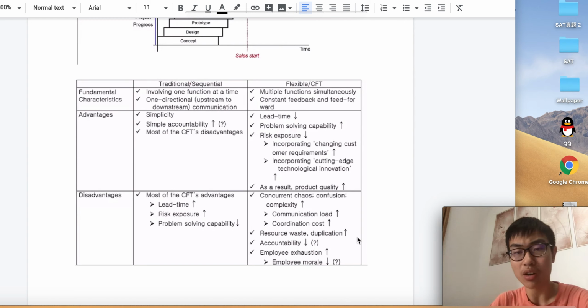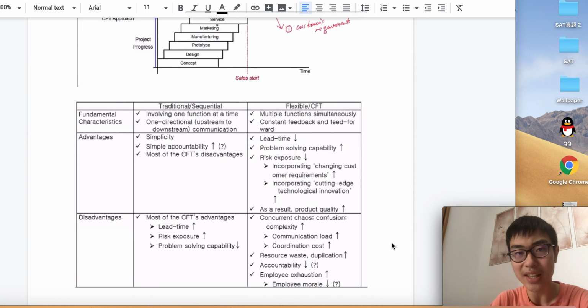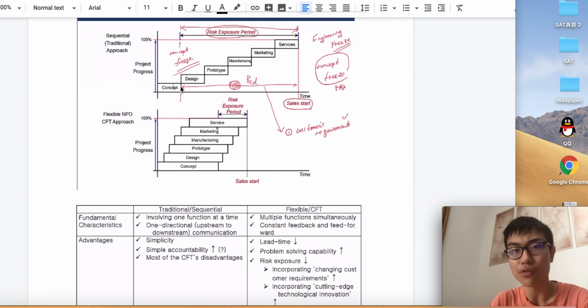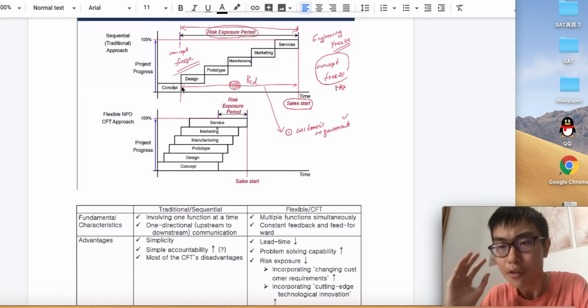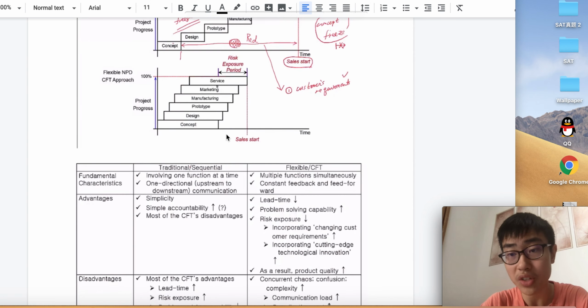But why is coordination cost increasing is really easy, because when we are working concurrent engineering, when we're simultaneously working on many processes, we're putting more costs to coordinate the department, because in the first stage, when the concept team finishes work, it's over for him. Maybe he'll take on other tasks, but his task for this project is done for now. But in the CFT approach, all the teams have to work together simultaneously until the final product is published in the market.